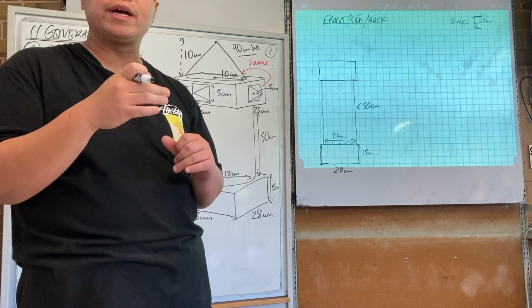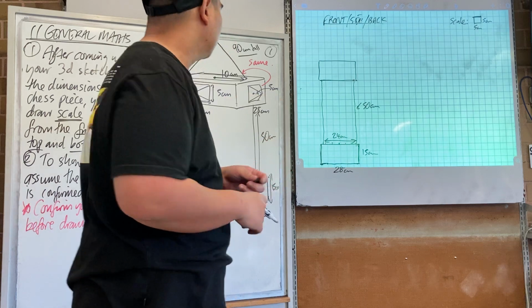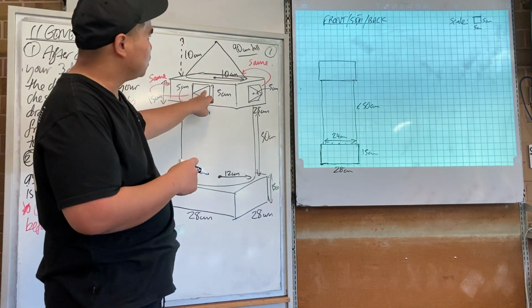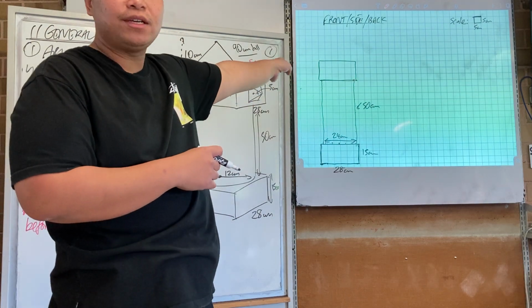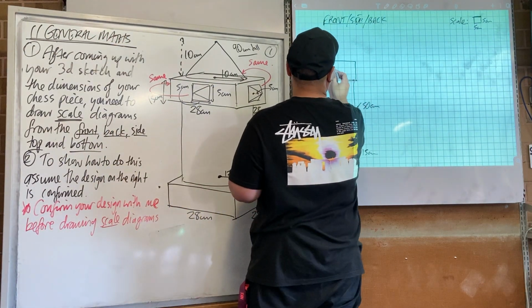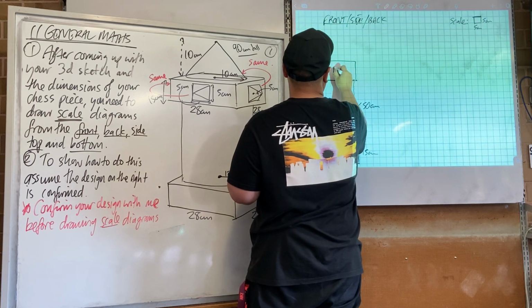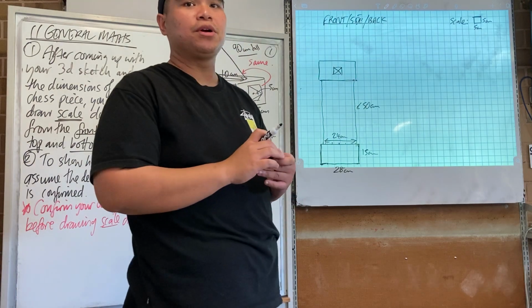It's just going to be a square, but how do I show that it's a pyramid though? Draw a little X through it. So I'm saying that that's in the middle. It's 5 by 5. So how many boxes would that be on my drawing? Just one. So I'm going to go as close to the middle as I can. X to show that it's a pyramid.